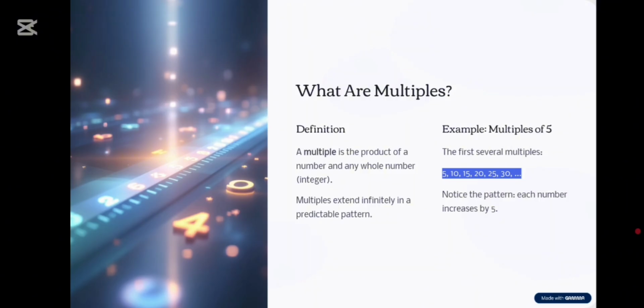5 can go into 5, 5 can go into 10, 5 can go into 15, 5 can go into 20, 5 can go into 25, 5 can also go into 30. Those numbers are the multiples. In simple terms, multiples are numbers where a given number can go into or is divisible evenly without leaving a remainder.